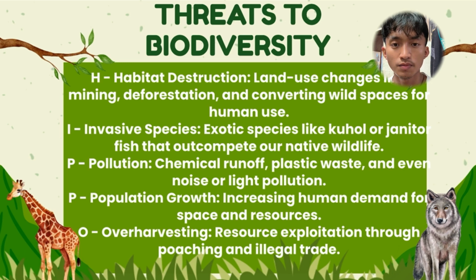I is invasive species. Exotic species like kohol or janitor fish that outcompete our native wildlife. P is for pollution, like chemical runoff, plastic waste, and even noise or light pollution. Another P is for population growth, the increasing human demand for space and resources. O stands for overharvesting, so resource exploitation through poaching and illegal trade. Overall, this is the global factor of climate change.